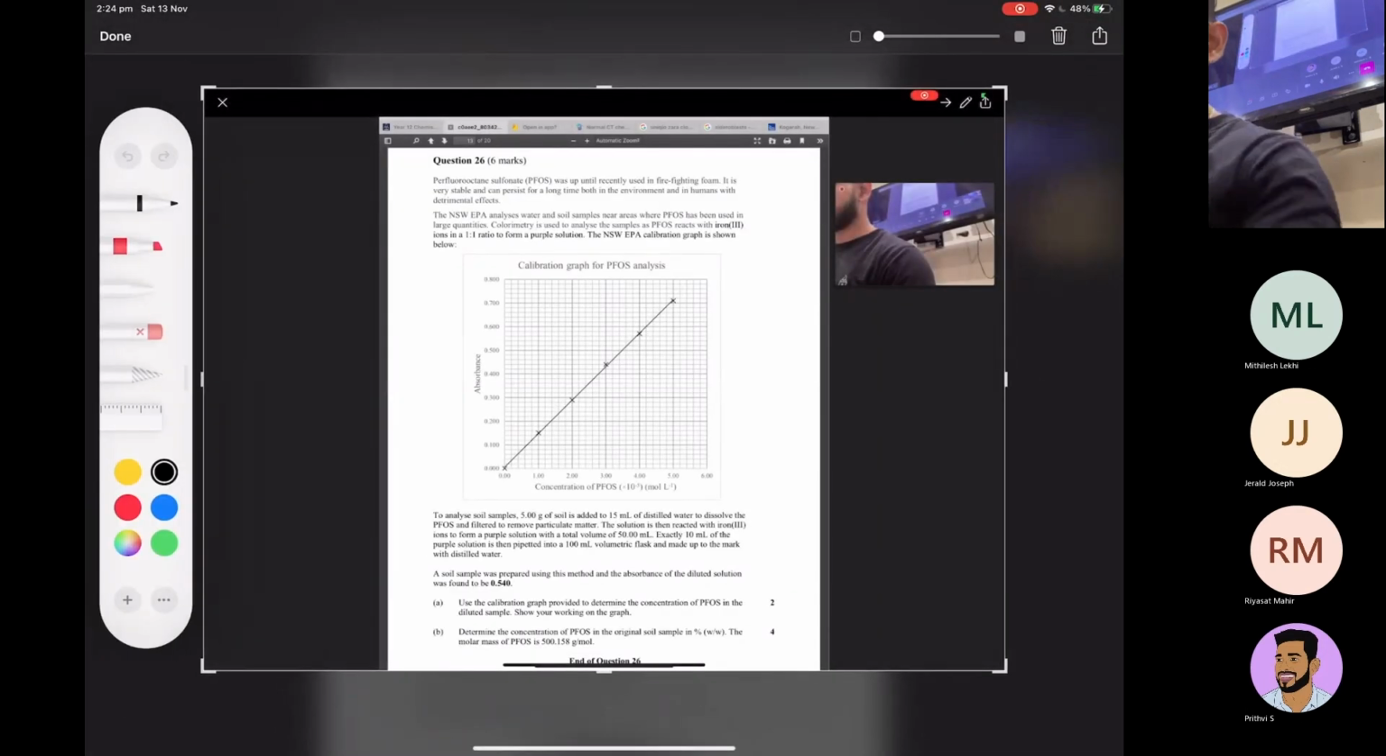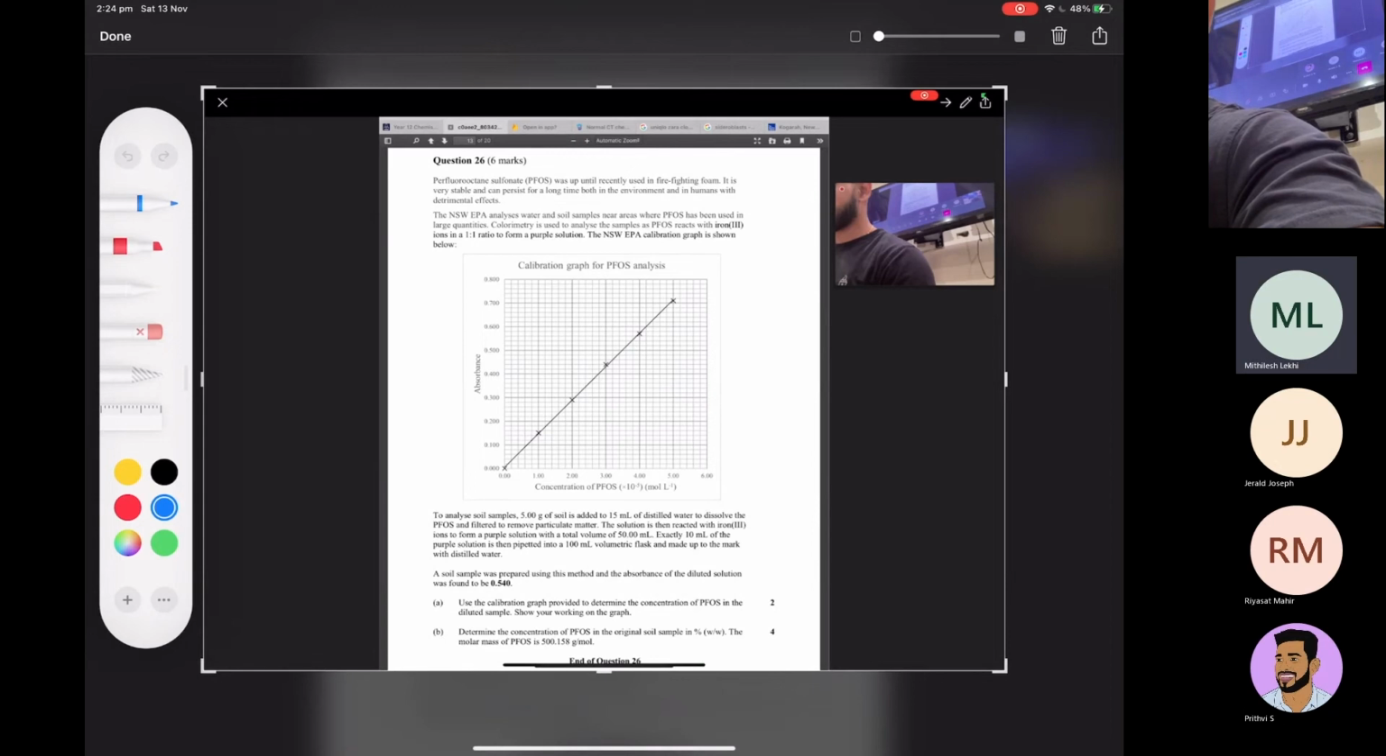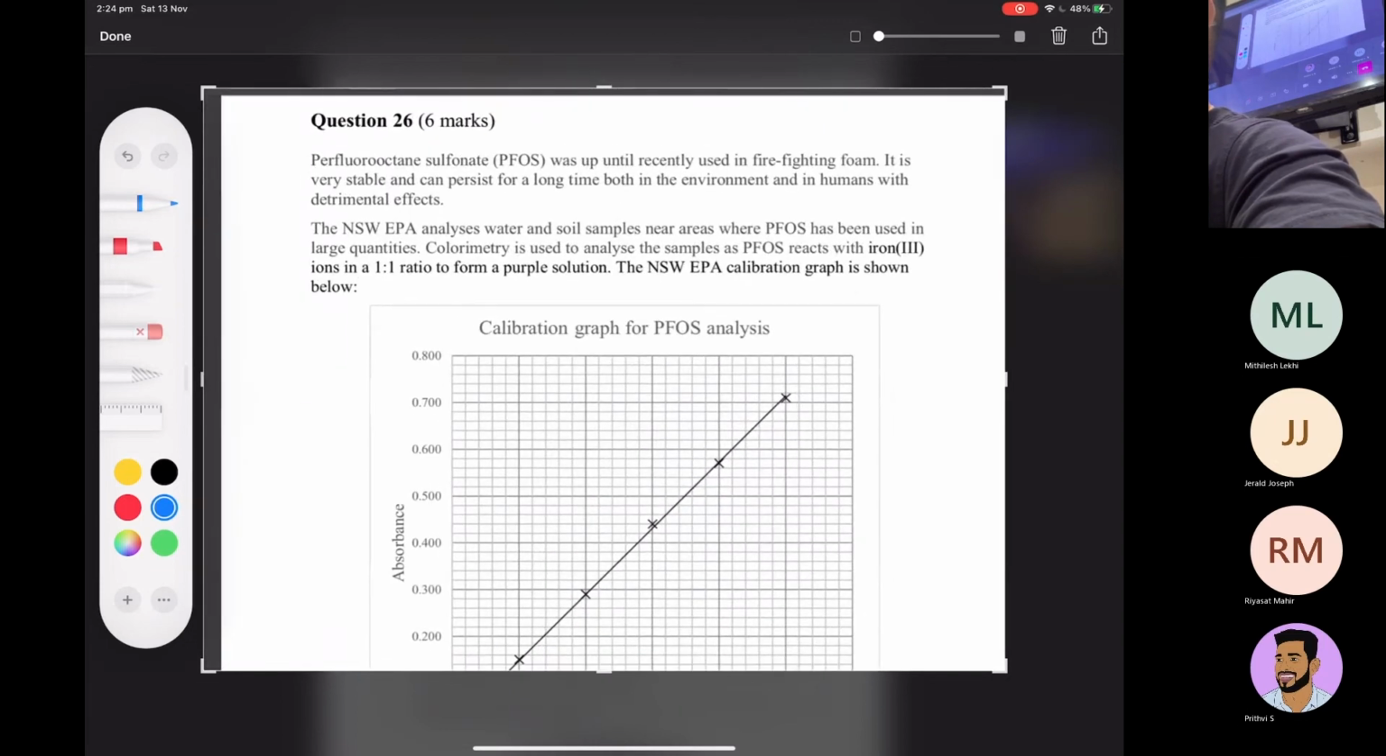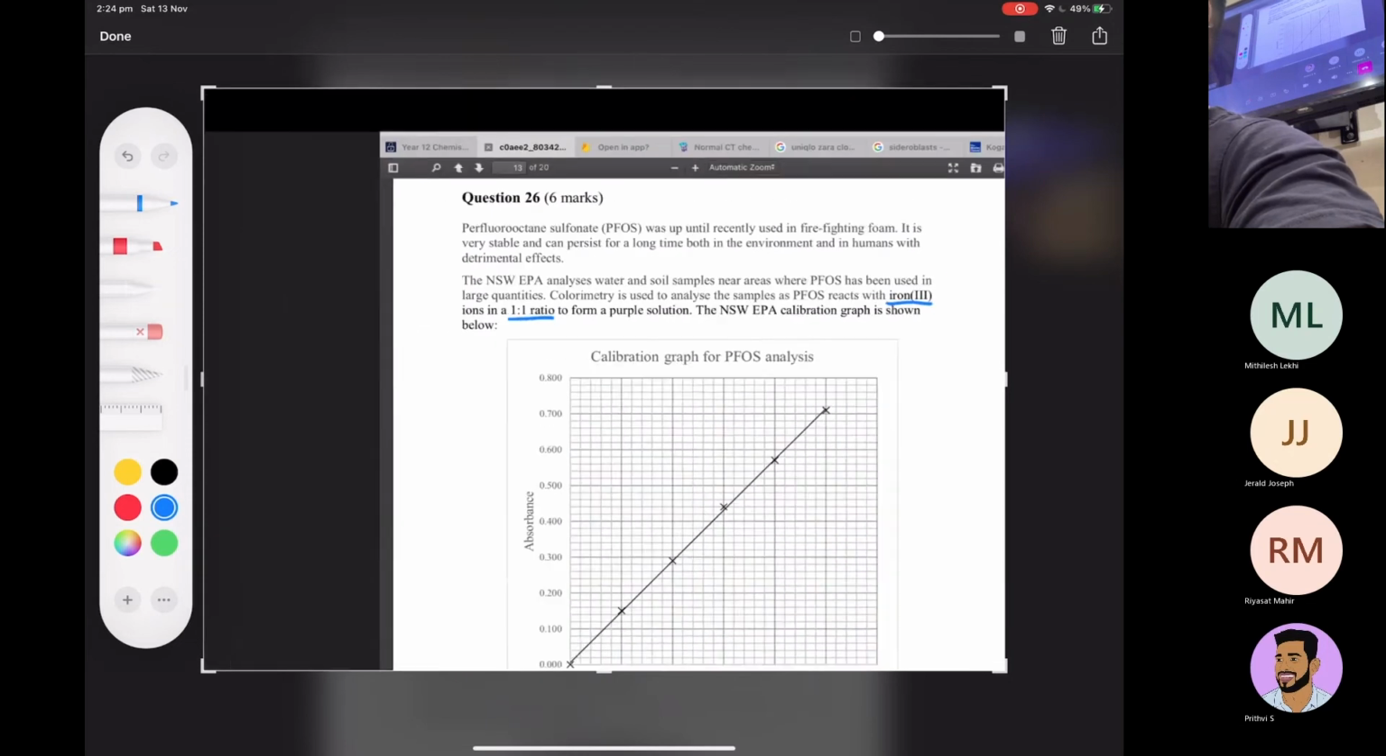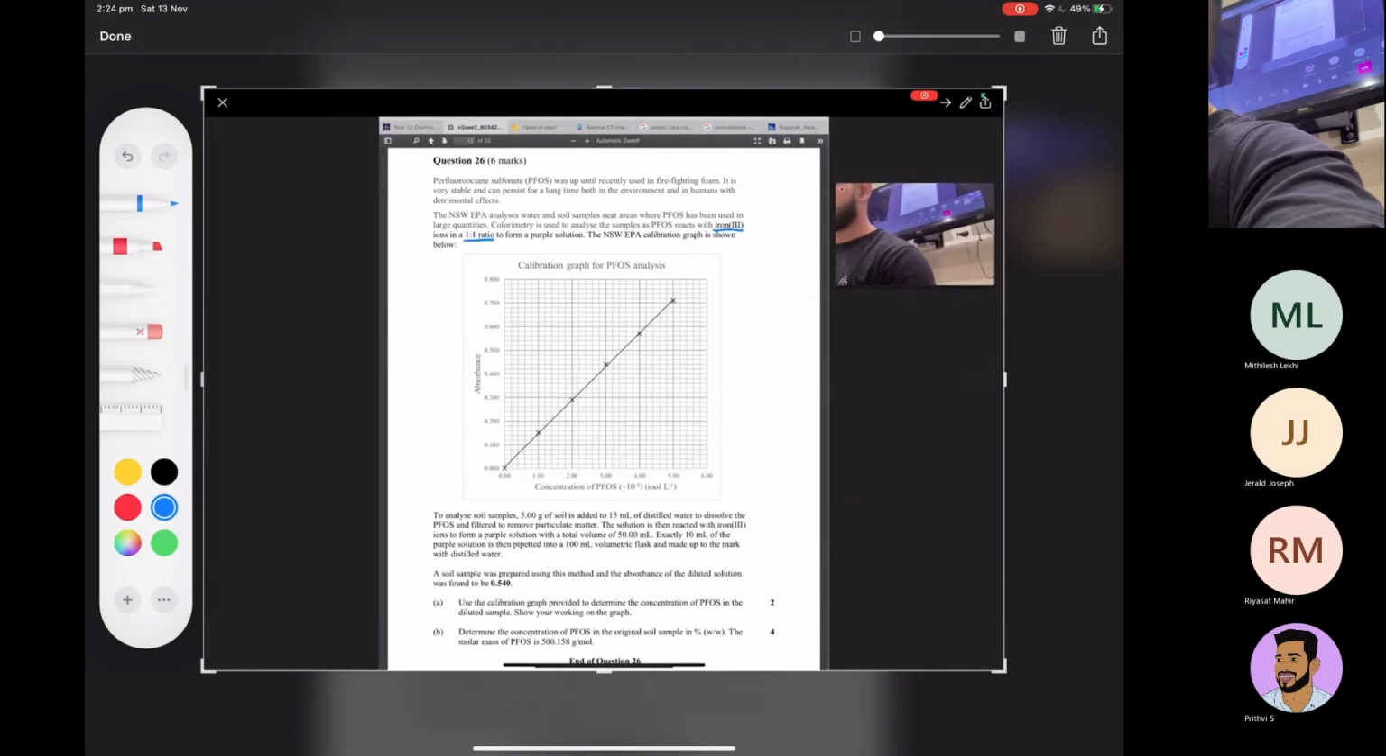What is step number 1? Mithilesh? Step 1. Yep. What's the first step? The equation. That's what we need, right? Do you agree? That's what makes this question a little bit challenging. You've never heard of perfluorooctane sulfonate. But does it really matter if you've heard of it or not? Because they've told you, if you read the question, it reacts in a 1-to-1 ratio with iron 3 ions. So why can't we just call perfluorooctane sulfonate whatever it is?